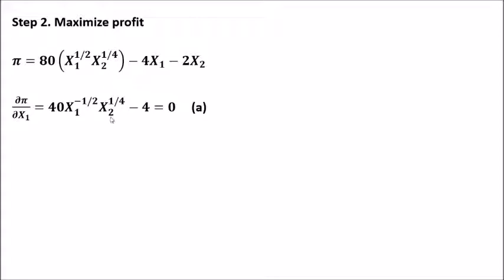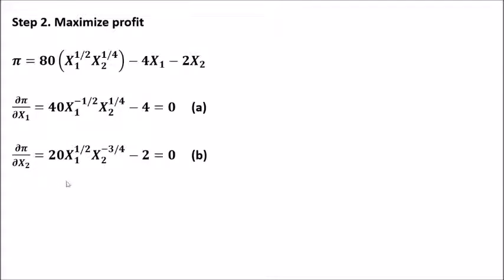Don't have to do anything with input 2. That's treated as a constant here. And then finally, we're going to take the partial derivative of -4 times input 1, which is just -4. We're maximizing, so we set this partial derivative equal to 0. And I'm just going to call this equation A.